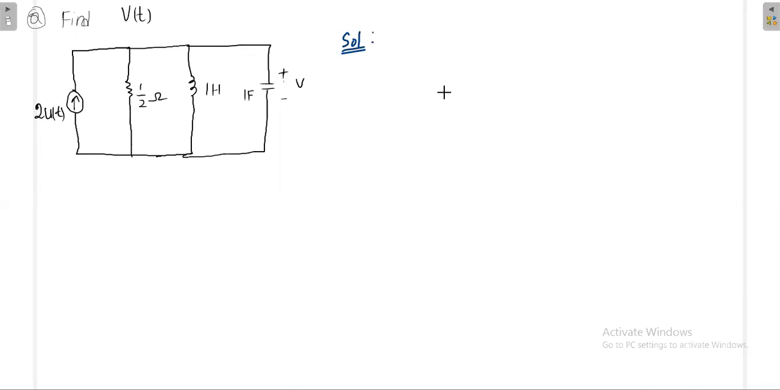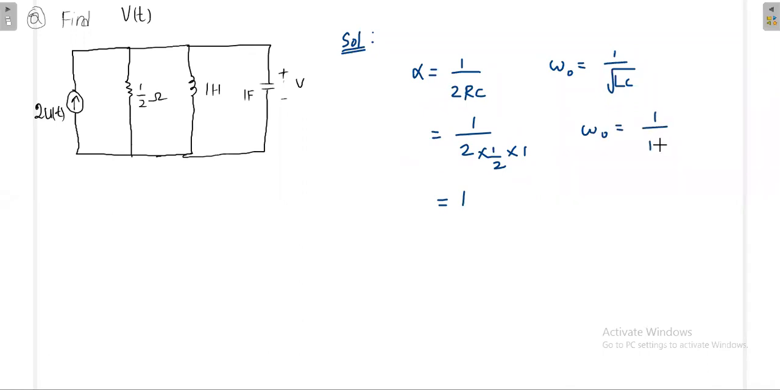If it is a parallel circuit, alpha is 1 by 2RC and omega naught is equal to 1 by square root of LC. Then 2 into R value is 1 by 2 to 1. Then finally alpha is 1. Then what is omega naught? 1 into 1, and finally 1. So that means both alpha and omega naught are the same.